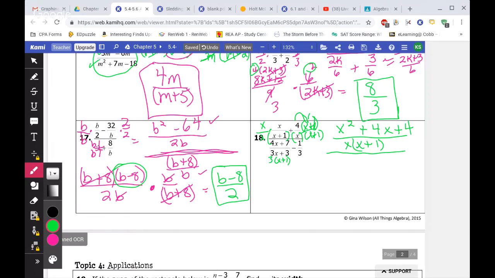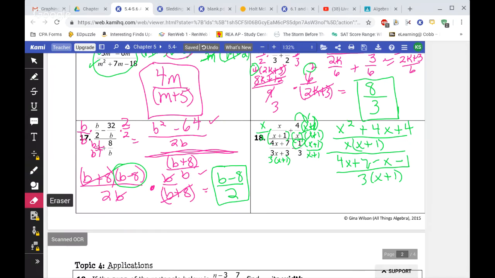So this has both things. So only this side needs to be multiplied by x plus 1 down here. So at the top, we have 4x plus 7, and then you're going to distribute a negative 1 inside the parentheses. Minus x minus 1 all over 3 times x plus 1. And so this, oops. So then 4x minus x is going to be 3x.